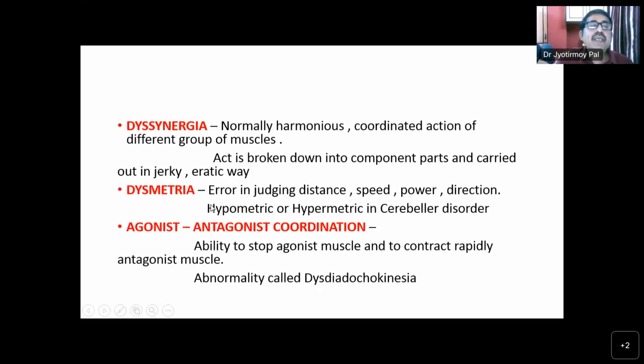Again, we are coming to the ataxia components. One is dyssynergia, because normally the harmonious and coordinated action of different groups of muscle is governed by the cerebellum.